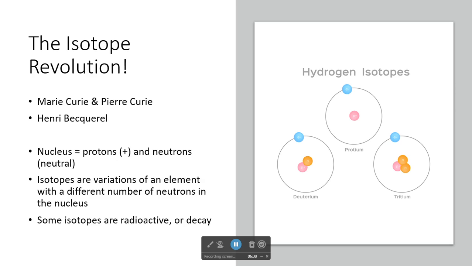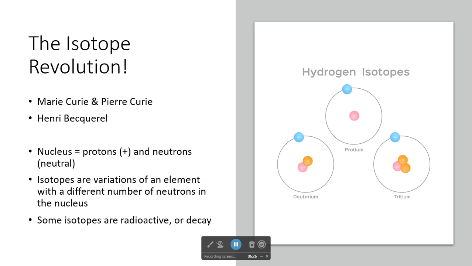So just a little primer here. When we're thinking about an atom, all atoms have a nucleus, and that nucleus contains protons, which are positively charged, and neutrons, which are neutrally charged, so they don't change the charge of the atom.